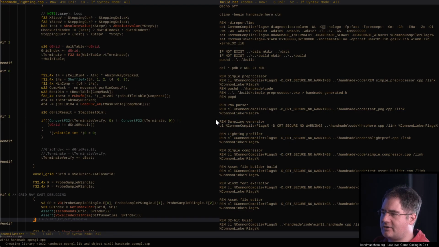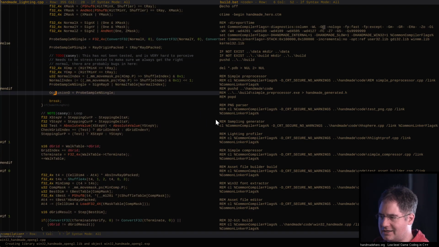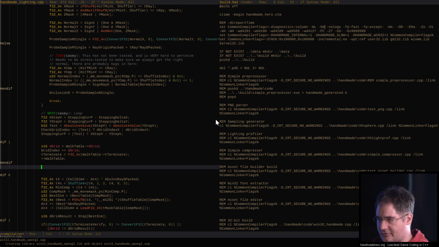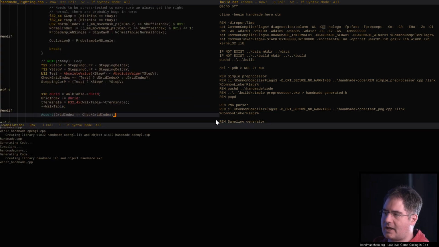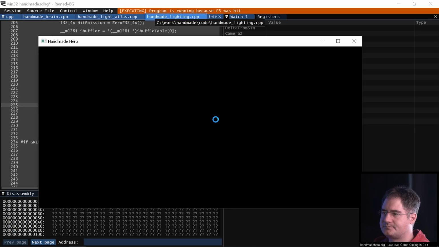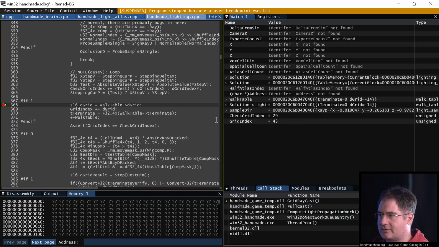So let's find out if this turns out to be roughly correct most of the time. Let's see how often we hit an assert designed to catch them diverging. So if I go here and say assert grid index equals check grid index, how often does that hit? All the time, a little bit of the time, sometimes, etc. We're going to find out how often that assert hits.